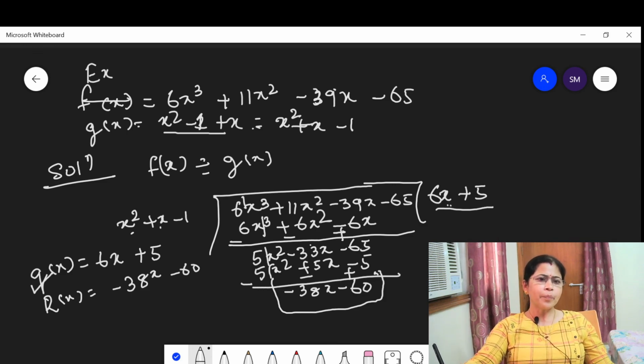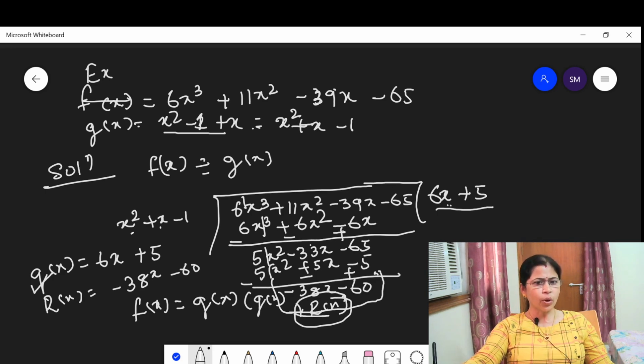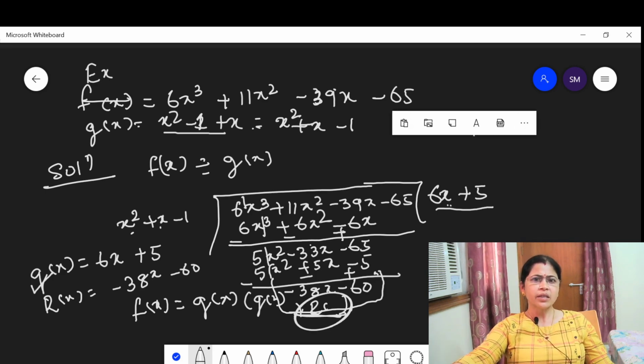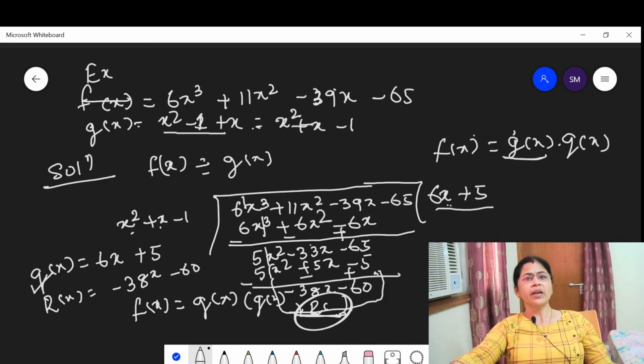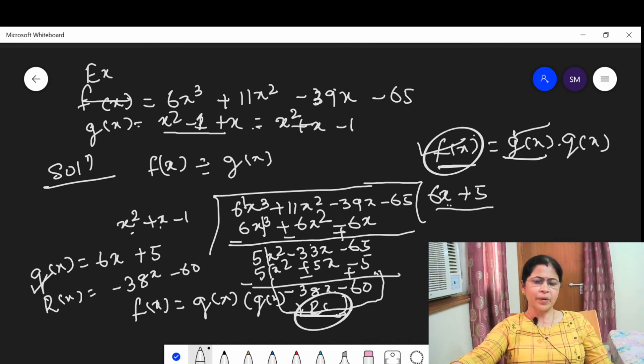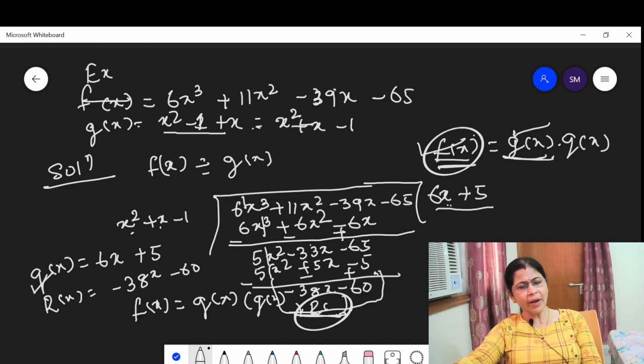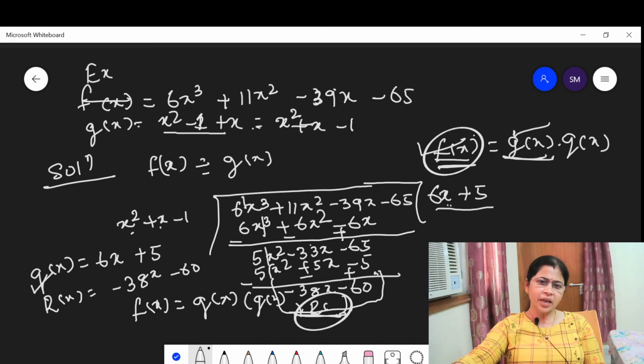The division algorithm shows f(x) is equal to q(x) into g(x) plus r(x). When the r(x) part is 0, this shows that f(x) is equal to g(x) into q(x). This shows that the divisor g(x) is a factor of f(x). This means f(x) is completely divisible by the given divisor g(x). This means g(x) is a factor of f(x).